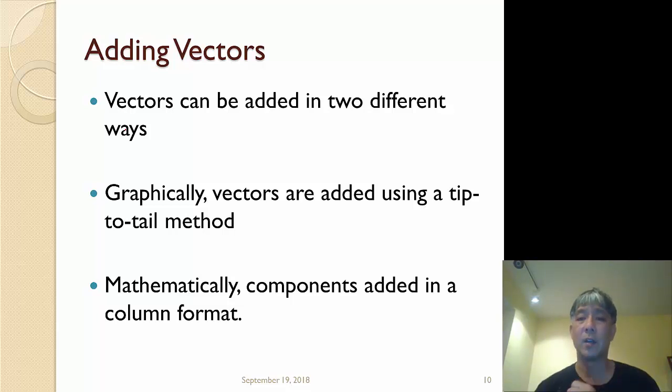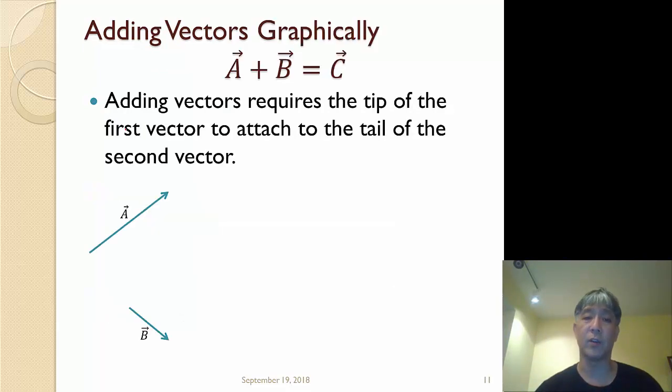We can add them as the arrows that we saw, or we can add them in components. We really can't add them in the magnitude-angle format, so we're not going to look at that one, but let's look at graphically first. When I add vectors graphically, I need to put the tail of one vector at the tip. They have to follow one after another.